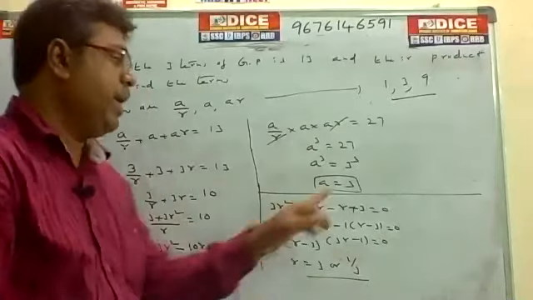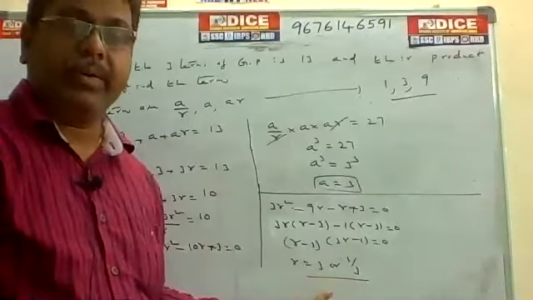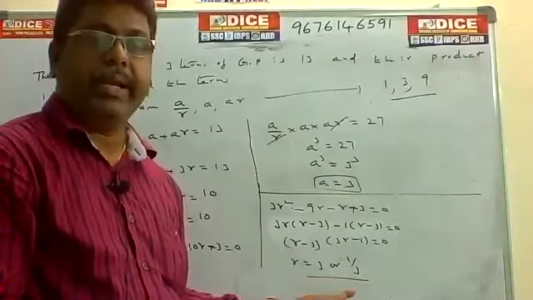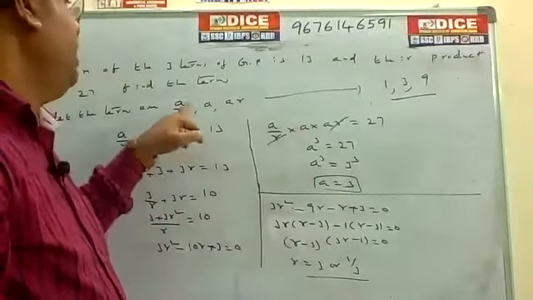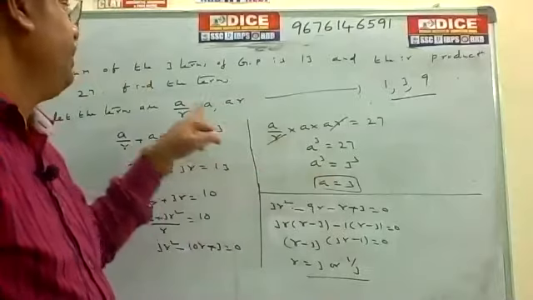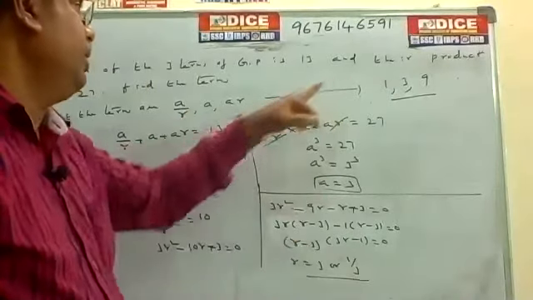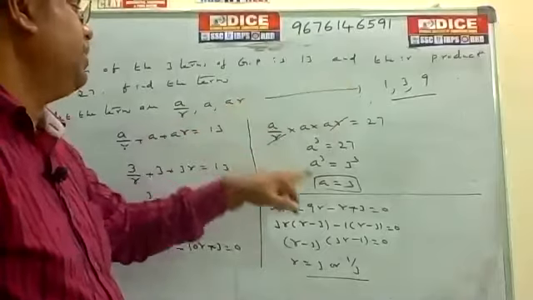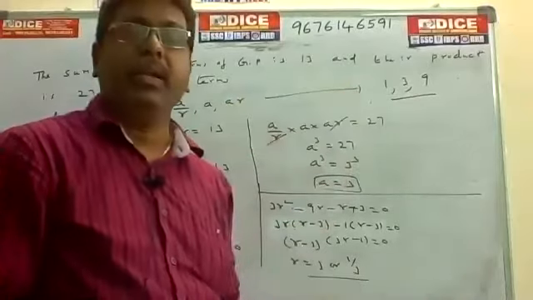After knowing the value of A and R, you can take any one. If you take any one, A by R means 3 by 3, the value is 1. A means 3. AR means 3 into 3, 9. So the answer is 1, 3, 9.